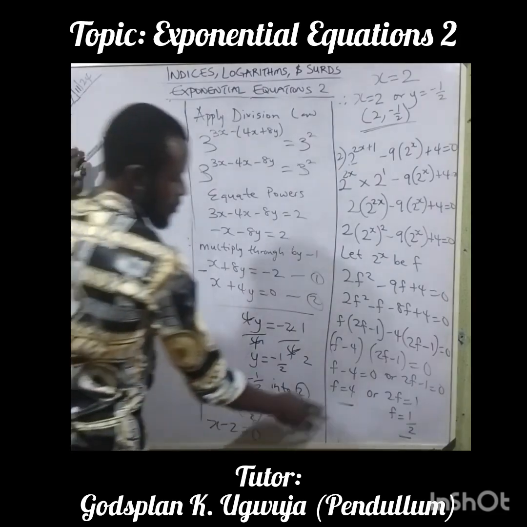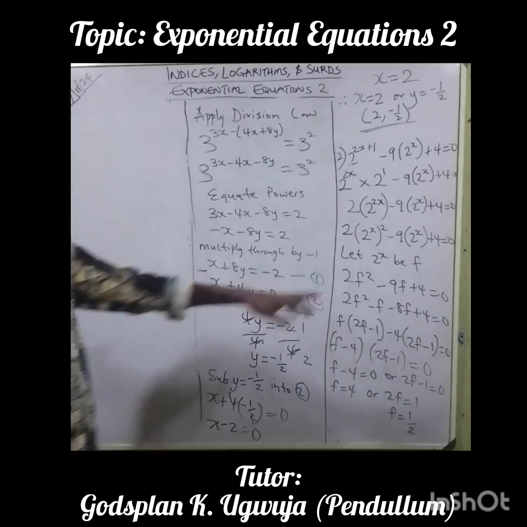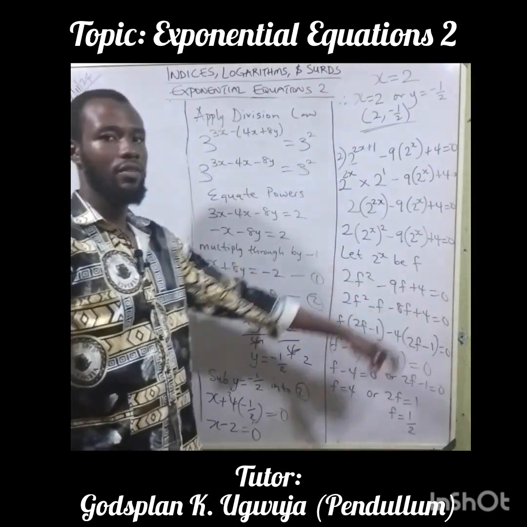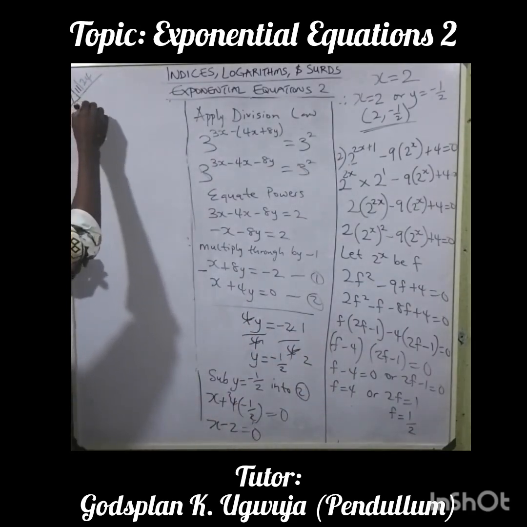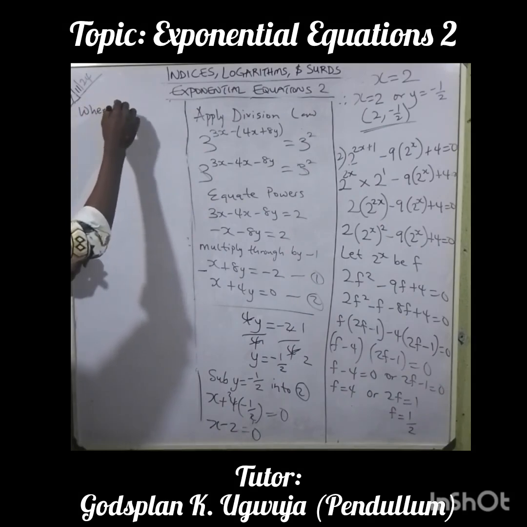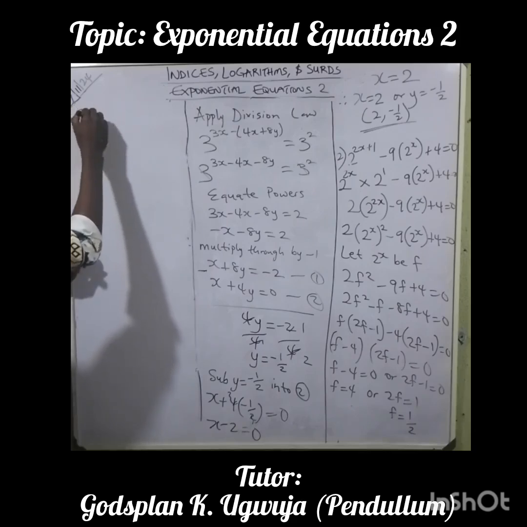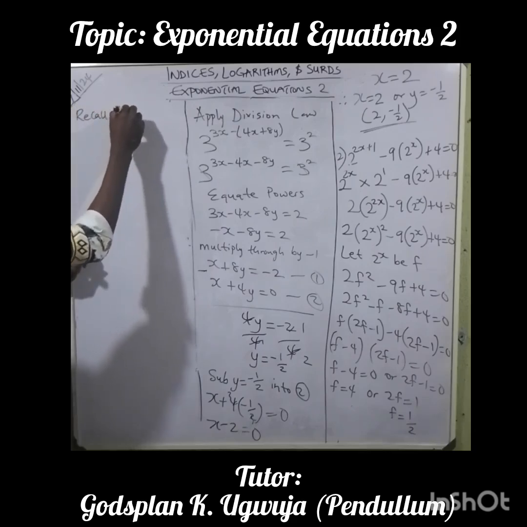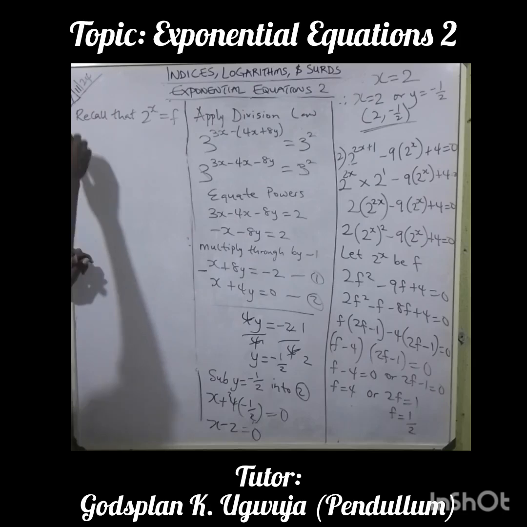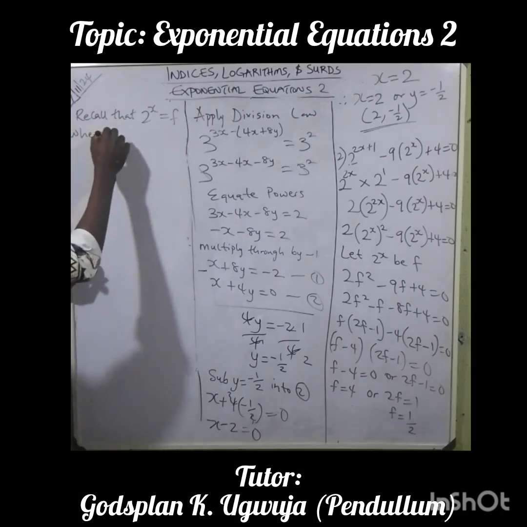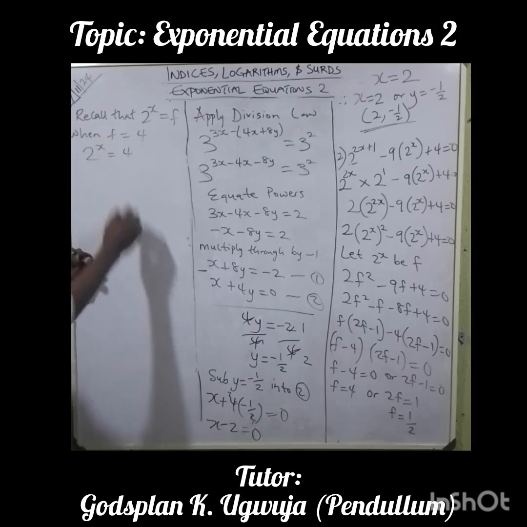So the final step, these are now our answers. Don't forget that we said let 2 raised to the power x be f. So these are now our final answers. We'll now substitute when f is, first of all, let us recall that 2 raised to the power x is f. So first, when f is 4, 2 raised to the power x is equal to 4.